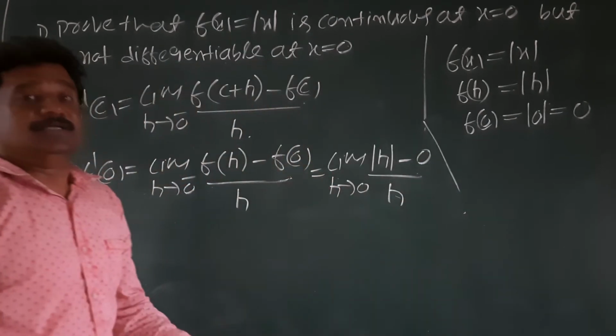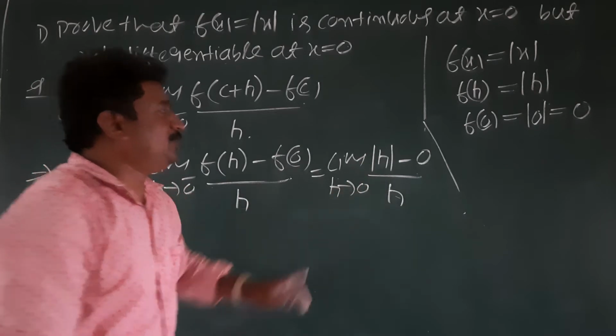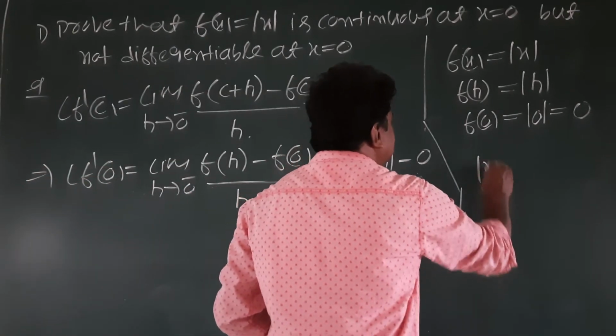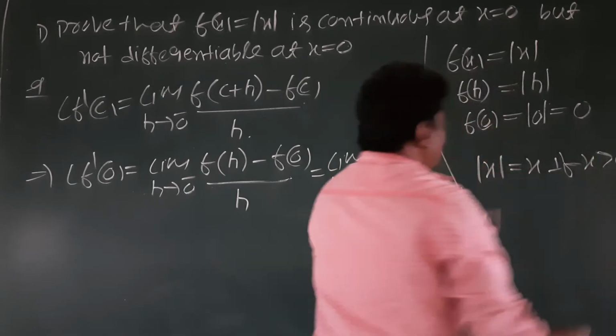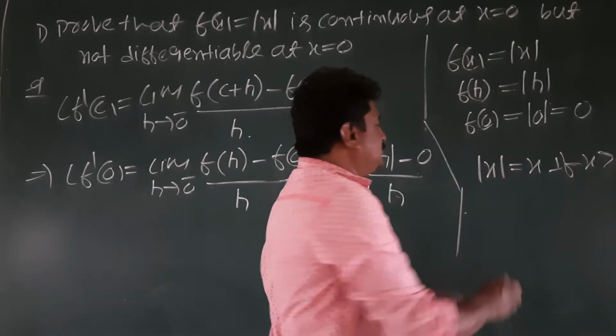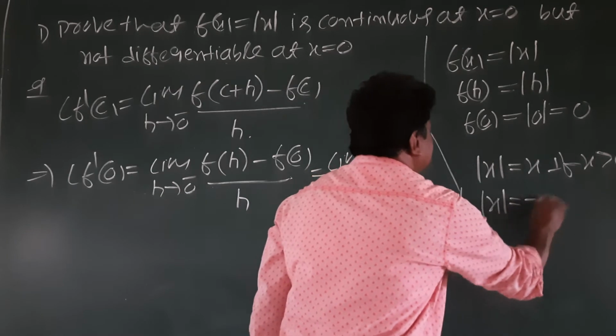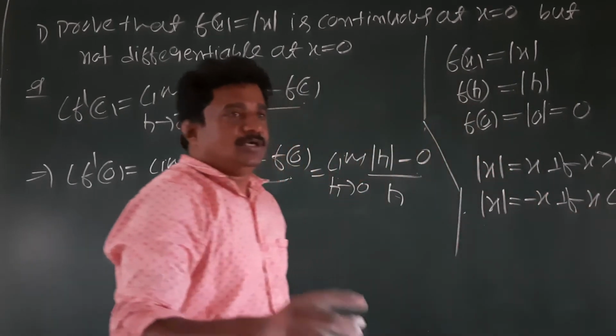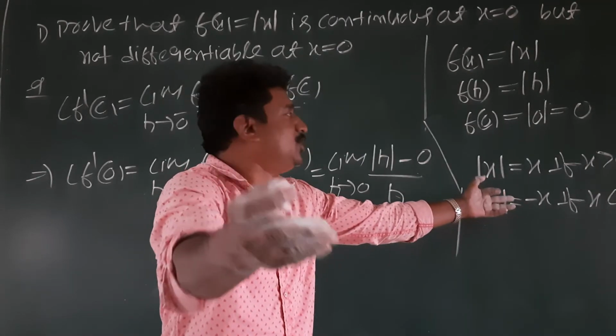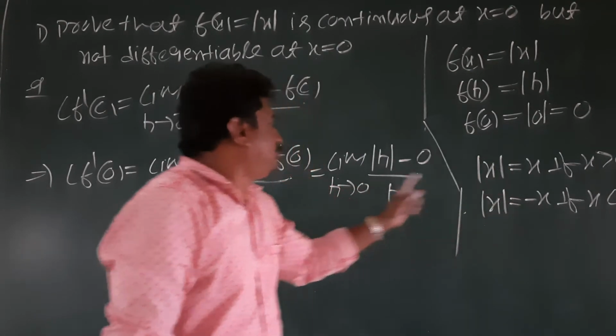Now you apply the mod x definition. We have this definition, students. Mod x is x if x is positive. Mod x is minus x if x is negative. So this I explained in your continuity chapter. You apply these definitions for this.